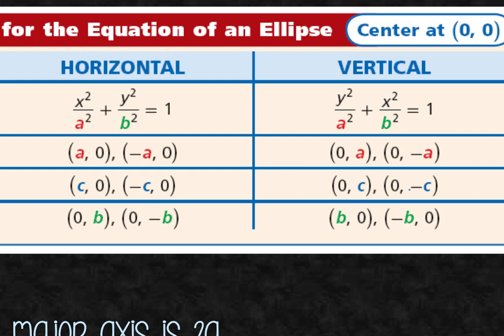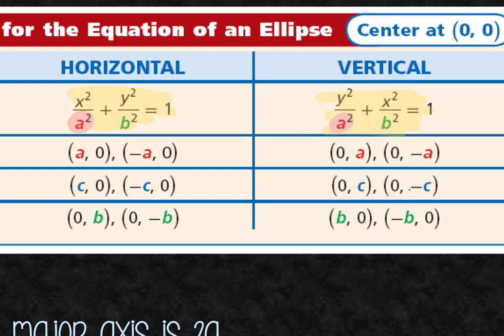But here's what's important. Well, a lot of this is important, but the most important thing is that here and here, the order does not matter. So horizontal and vertical, it doesn't matter what comes first. X squared could come first or y squared could come first. What you're spotting and what you're looking for is which one has the bigger denominator.